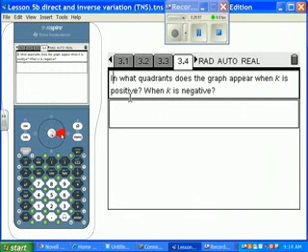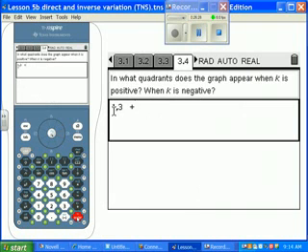3, 4. Okay, in what quadrants does the graph appear when k is positive? 1 and 3. And negative? I forgot it goes 1, 2, 3. What about negative? 2 and 4. Okay, get those in there. So quadrants 1 and 3 when it's positive, quadrants 2 and 4 when it's negative. So what I'm going to do is just say 1 and 3 and then a plus sign. I'm going to shorthand everything here, and then 2 and 4 when it's negative, instead of typing it all out.